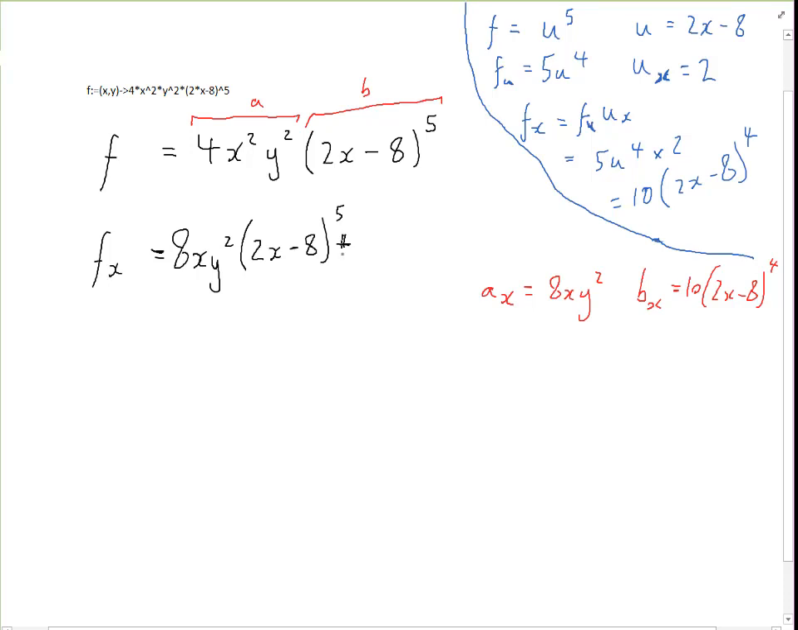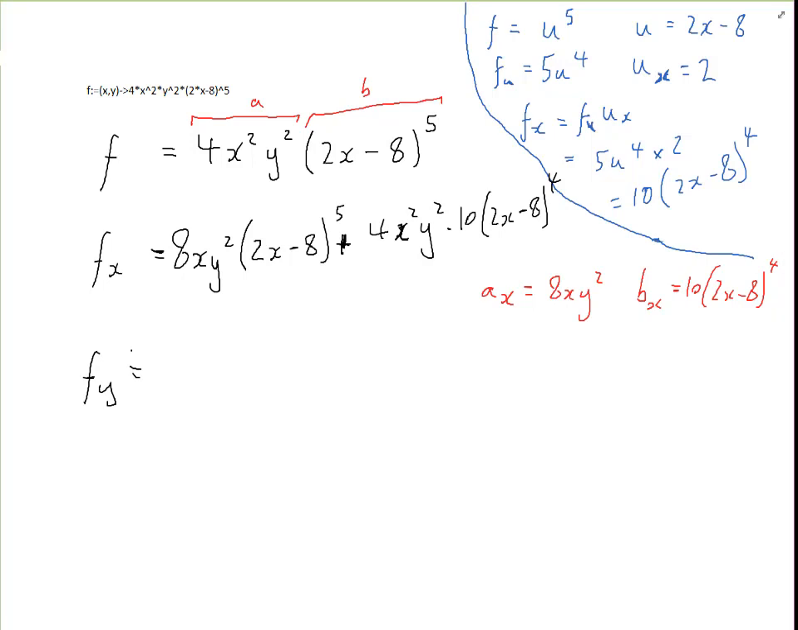plus the reverse, which is a left alone, 4x squared y squared times b differentiated, times 10 (2x minus 8) to the power 4. And then you can try and simplify this. Let's not spend too much time on that. Actually, this would just give you 40. And then to do f_y, this one, f_y will now be much easier.